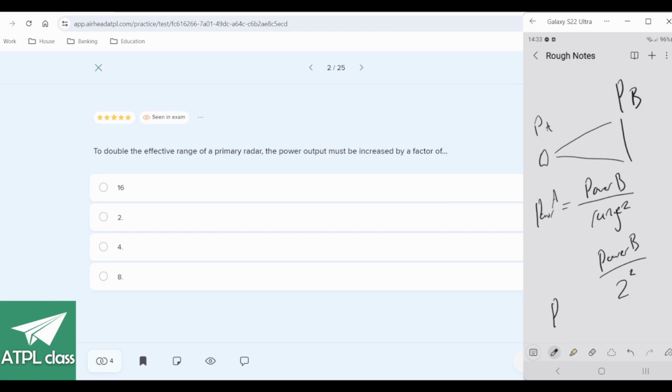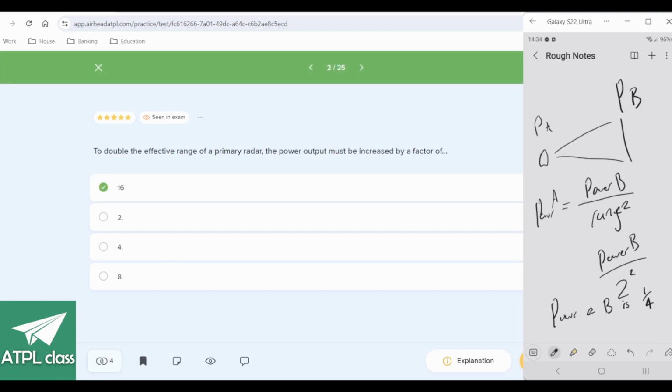So the power at B is a quarter of the strength. So in order to get it to the same strength as it is at power A, we would need to multiply it by 4. But remember, we want it to come back again, so we need to do that again. So it's 4 times 4, so it's going to be 16.